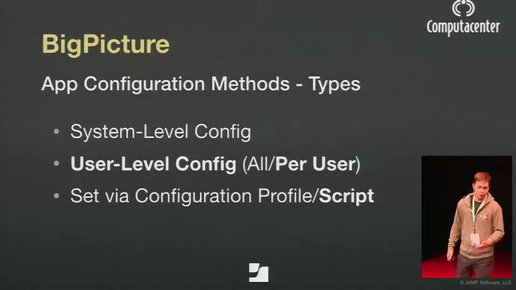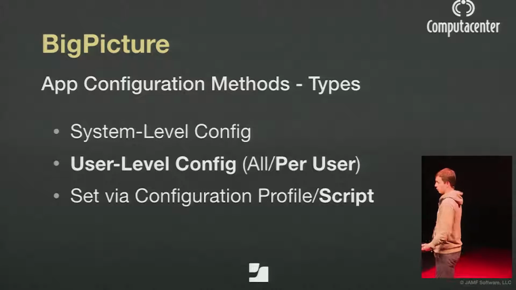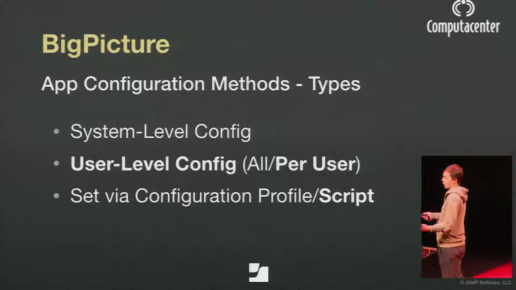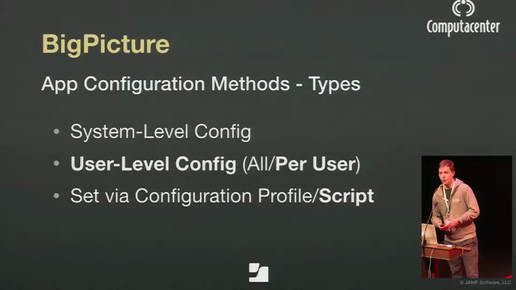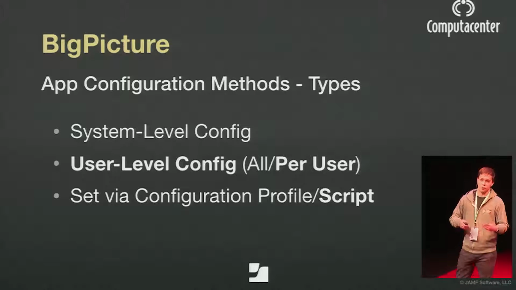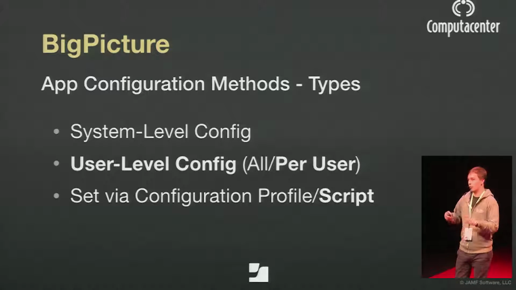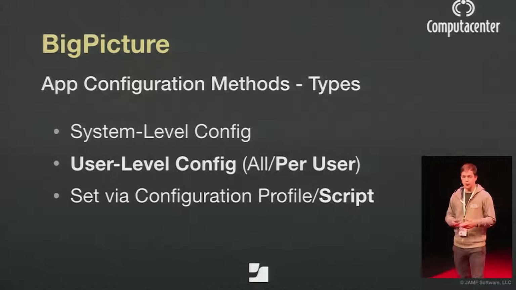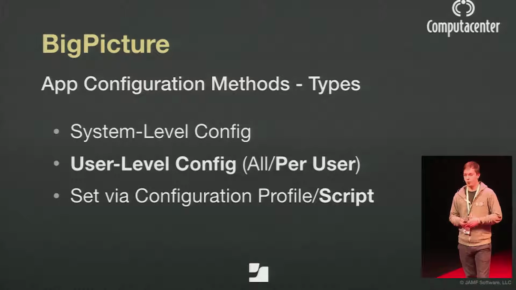What types do we have? We have system-level configurations. That's something Apple or Jamf can do. The products just configure things on the system level. We have user-level configs, and on these user-level configurations, there are configurations for all users or configurations per user. And as said, we can set them via configuration profile or script. So we are focused today on configurations set per user via scripts.